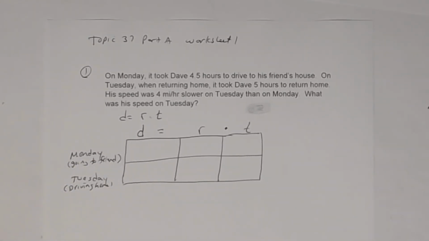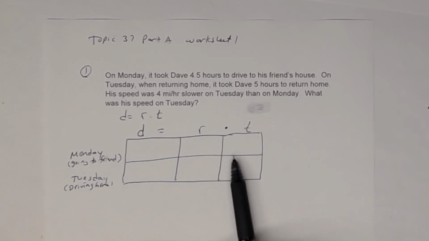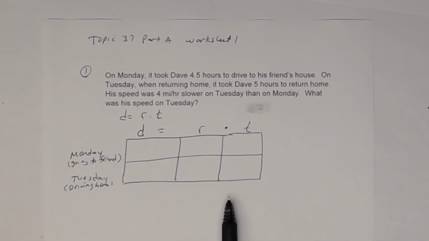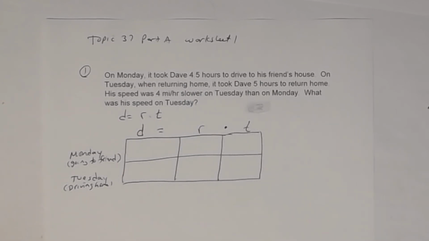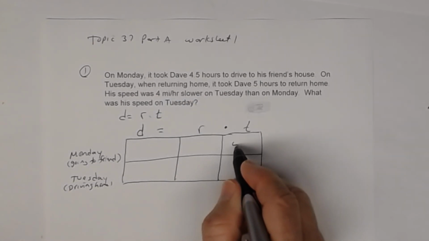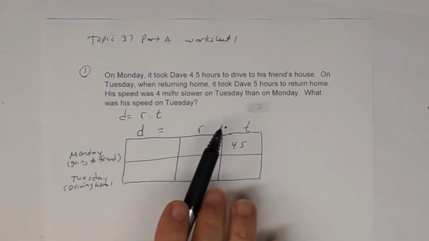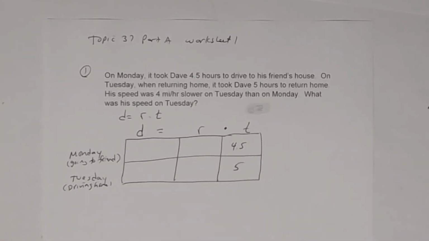Okay, now here's what else you know. We need to fill out as many of these cells as possible. One of the things you know in the problem is that it took Dave 4.5 hours to drive to his friend's house. So that's a known fact, right? So time is 4.5 hours. And then on Tuesday, it took Dave 5 hours to return home. So right away, we know what the time is on Tuesday. So that time column is pretty easy. We already did that part. That was quick.